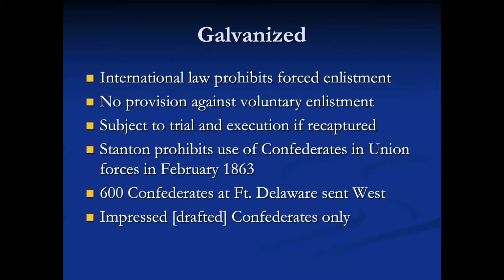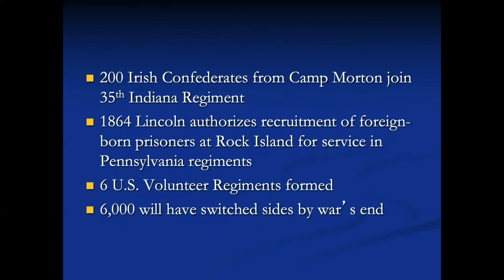Secretary of War Stanton prohibited the use of Confederates in the Union forces in February 1863. But there's a little workaround. 600 Confederates at Fort Delaware were sent west to fight Indians. And the only folk that they would allow in the six volunteer regiments were those Confederates who had been drafted. So eventually, 200 Irish Confederates from Camp Morton joined the 35th Indiana.